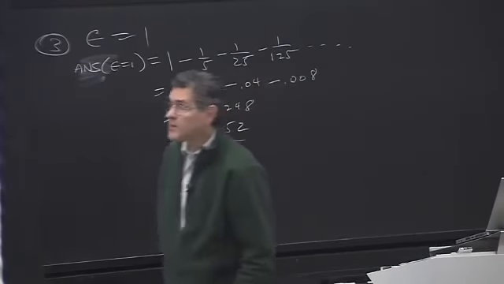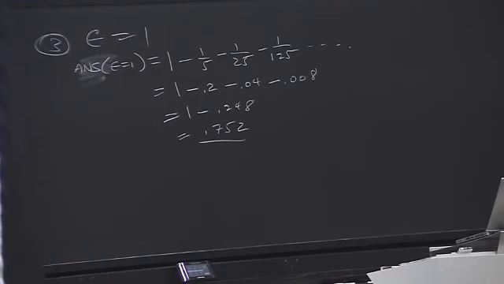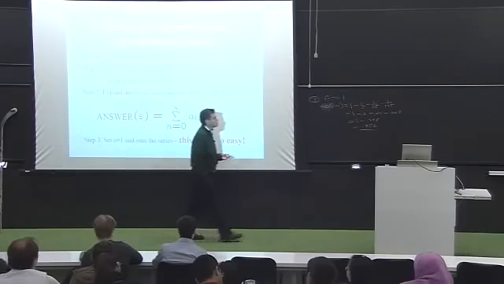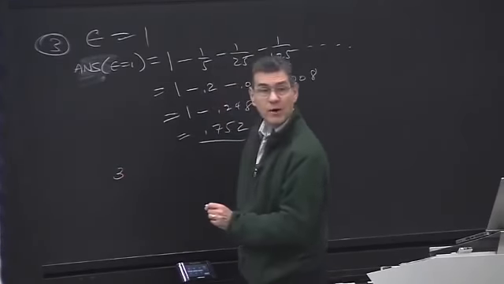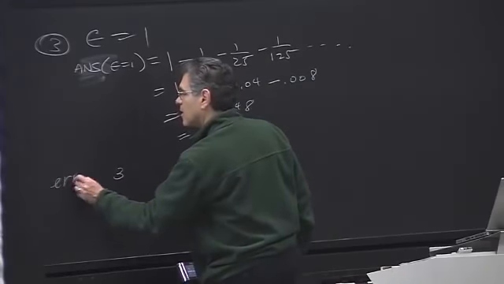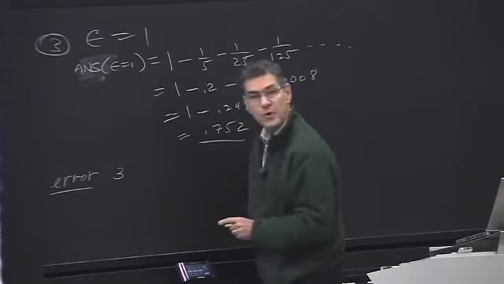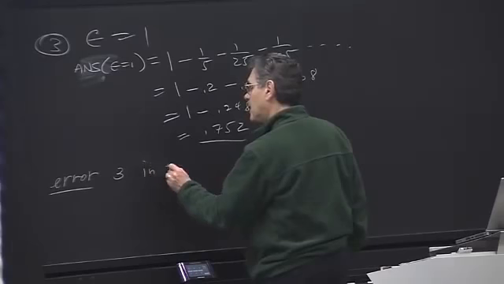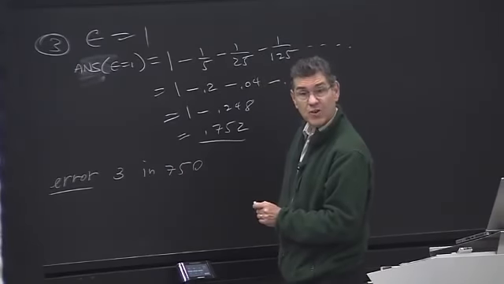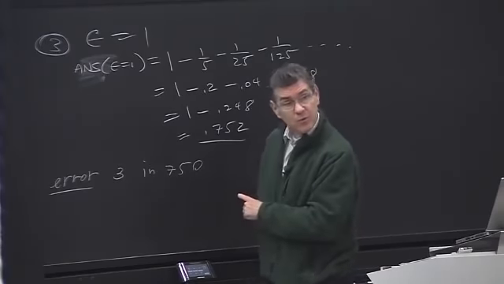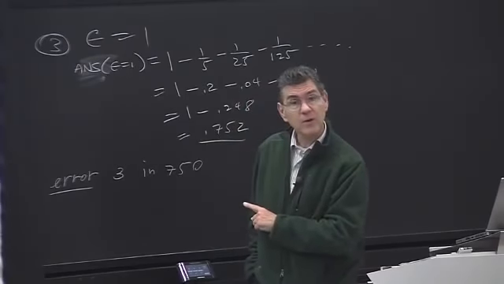Okay? And the correct answer is 0.755. So with that amount of work, which is really a trivial amount of work, very lowbrow, we're off by 3 parts. The error is 3 parts in about 750, okay, which is a fraction of a percent. So we did a very small amount of work, and we got a very good answer.